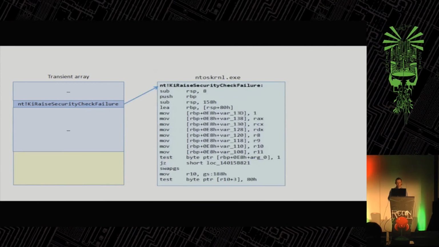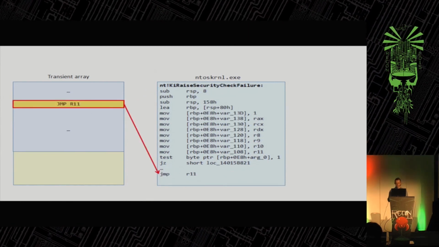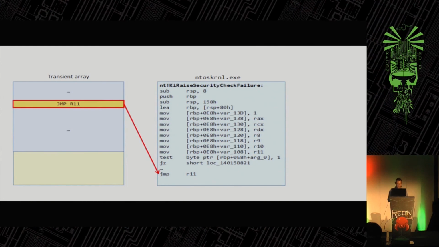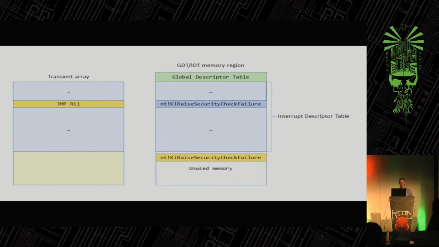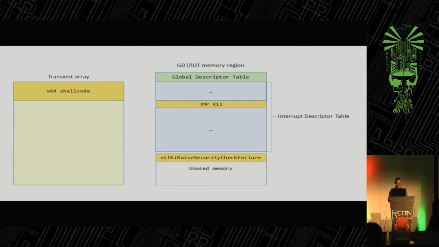Later on, we're just subtracting a value from the IDT entry inside of the transient array, or maybe adding some value to point it to the jump R11 gadget. And after we have this, we just put it inside of the IDT itself.